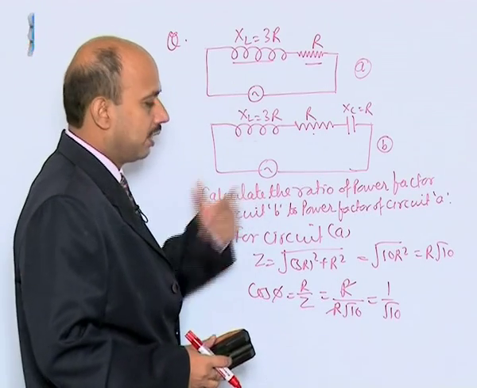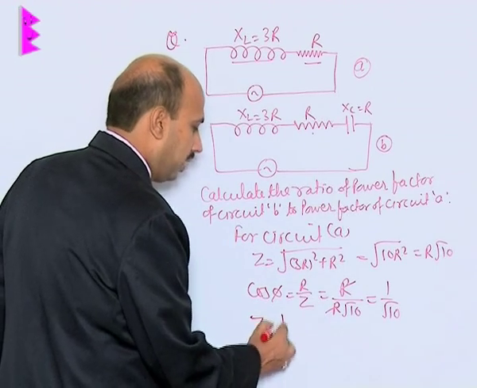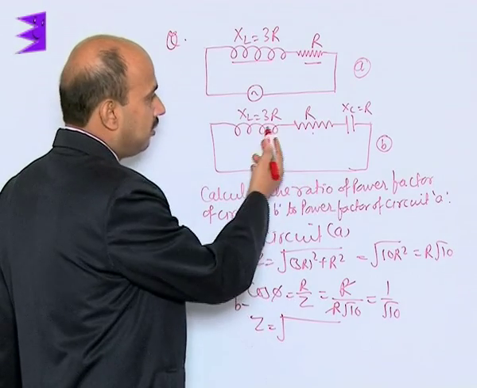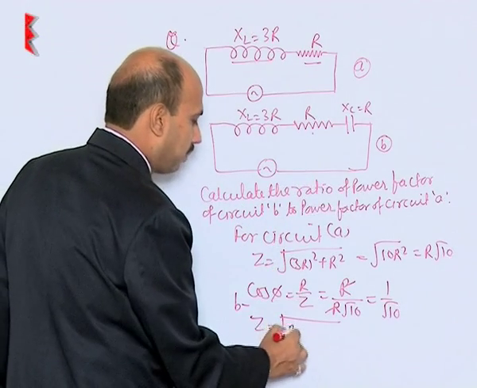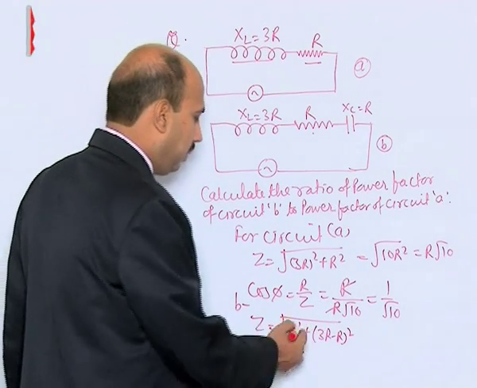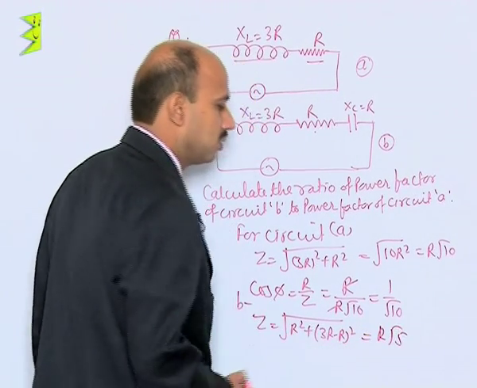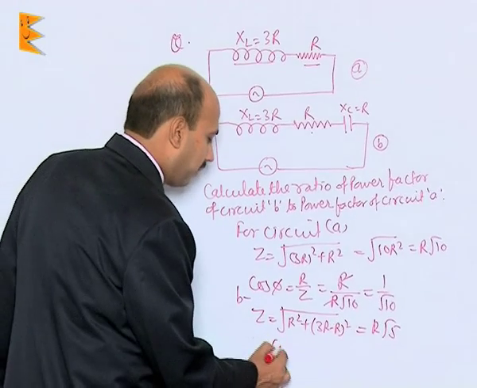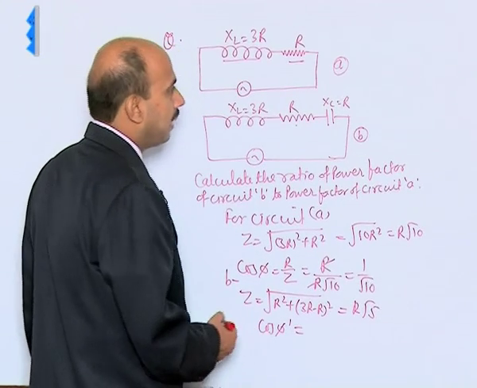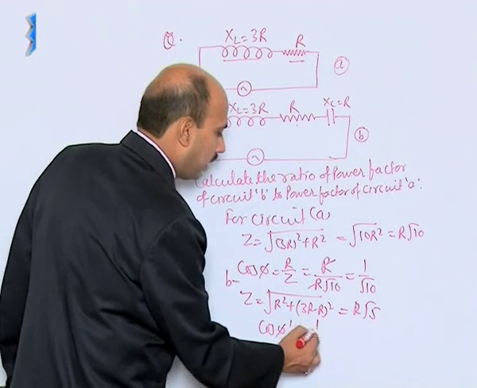Similarly, we can go for the second case here. Now in the second case we can calculate Z for the circuit B. Z is equal to under root of R square plus 3R minus R square, that will be equal to R under root of 5. And now we can calculate the power factor cos phi dash is equal to R by Z, that is 1 upon root 5.